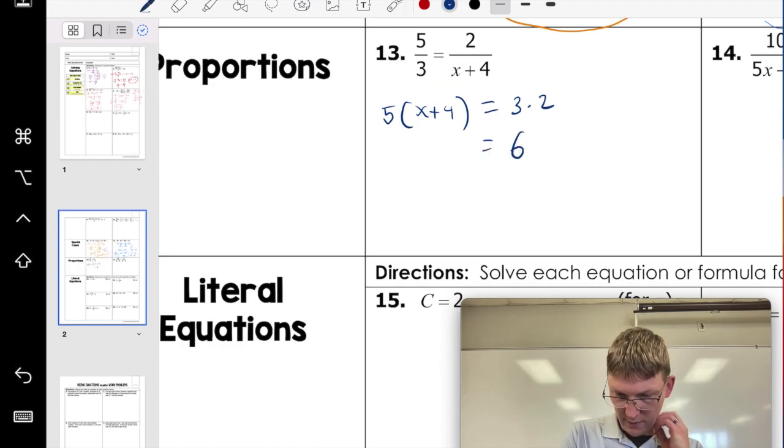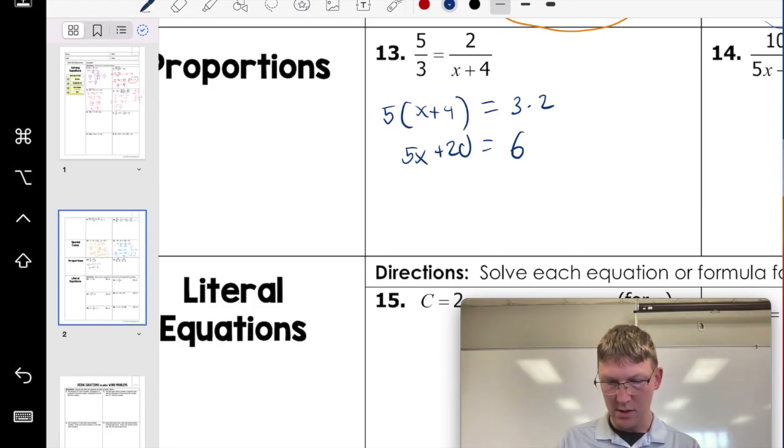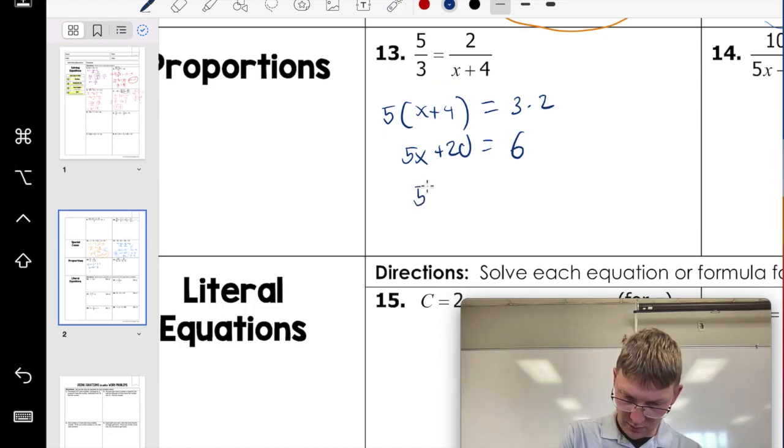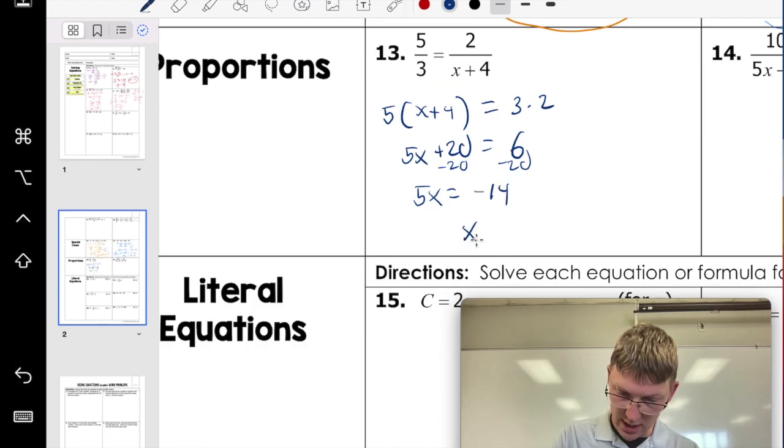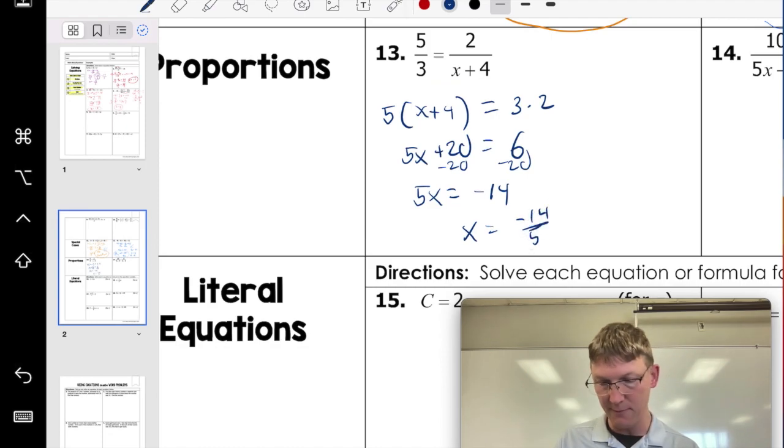That's the easy one. 5 times x, 5x plus 20. So we'll move all the numbers over to the right. So we've got 5x equals, we're going to subtract 20 from both sides. And so then that's going to be what? Negative 14. So then your x is going to be equal to negative 14 over 5.